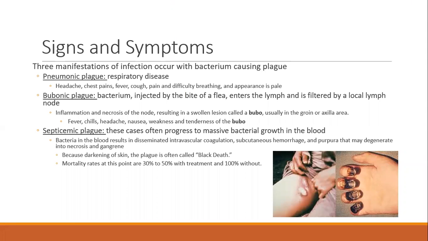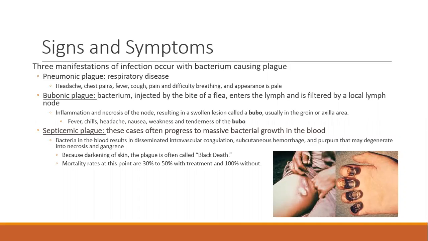Signs and symptoms. The three manifestations of infection occurring with the bacterium causing plague were, one, the pneumonic plague, which was a respiratory disease. It caused headaches, chest pains, fever, cough, pain and difficulty breathing, and appearance of paleness.